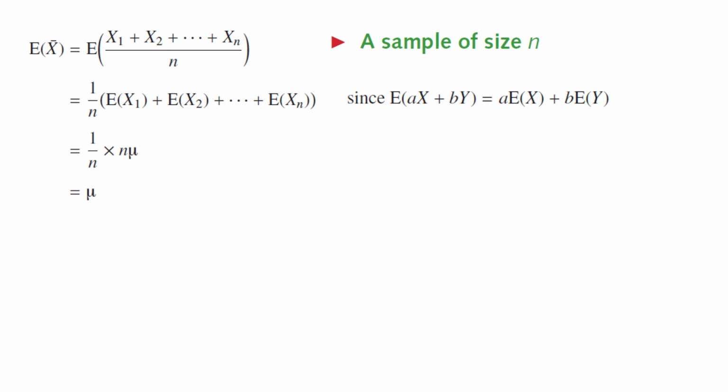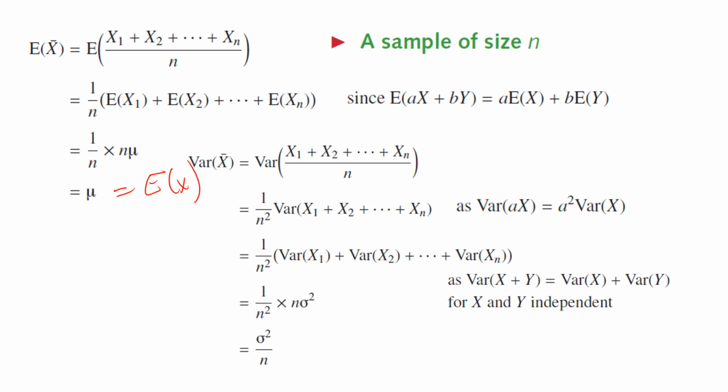So I might just mark that in. The expected value of x bar is equal to the expected value of x, which we mark as mu, the population mean. Okay, good. All right, let's go back to this. All right, what about variance? Okay, I might just get rid of that.